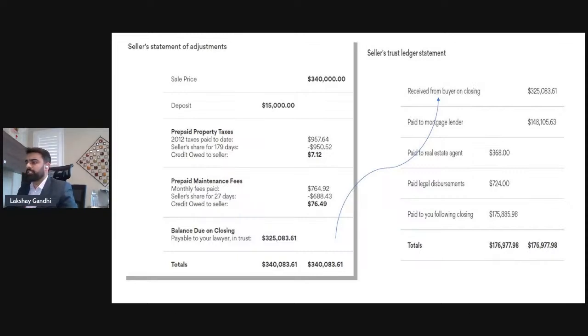So hope this contrasting example was enough to showcase how the different types of fees are being calculated and different types of money is being moved by the lawyer on the day of closing. Now let's move on to the next slide.